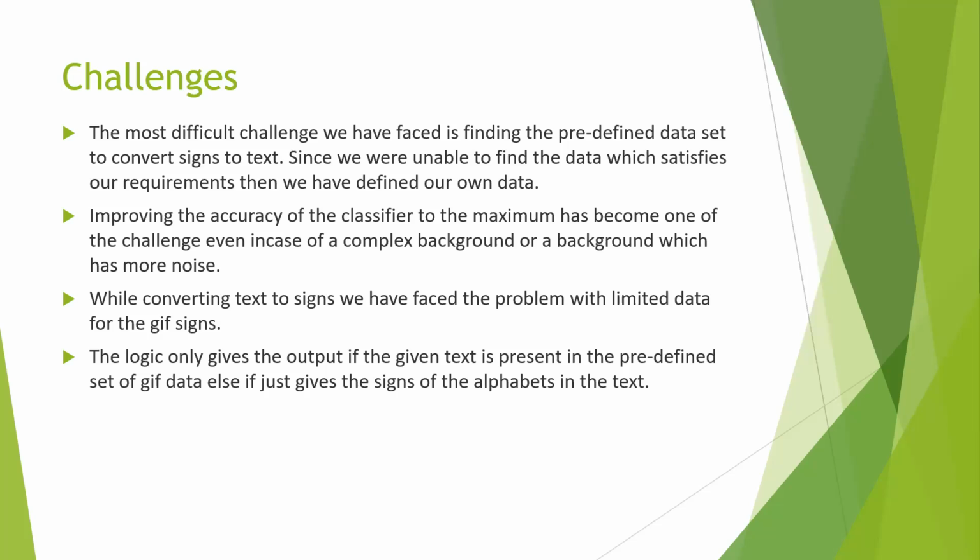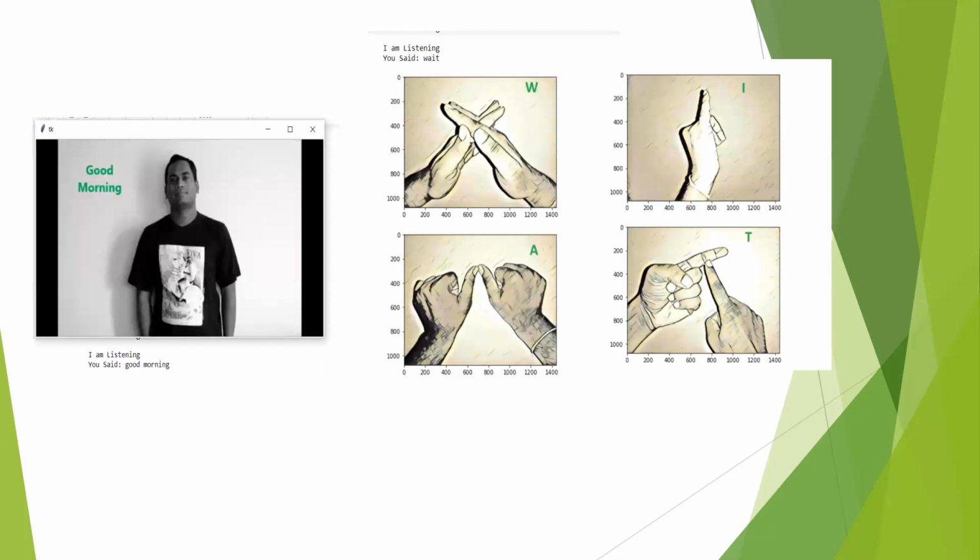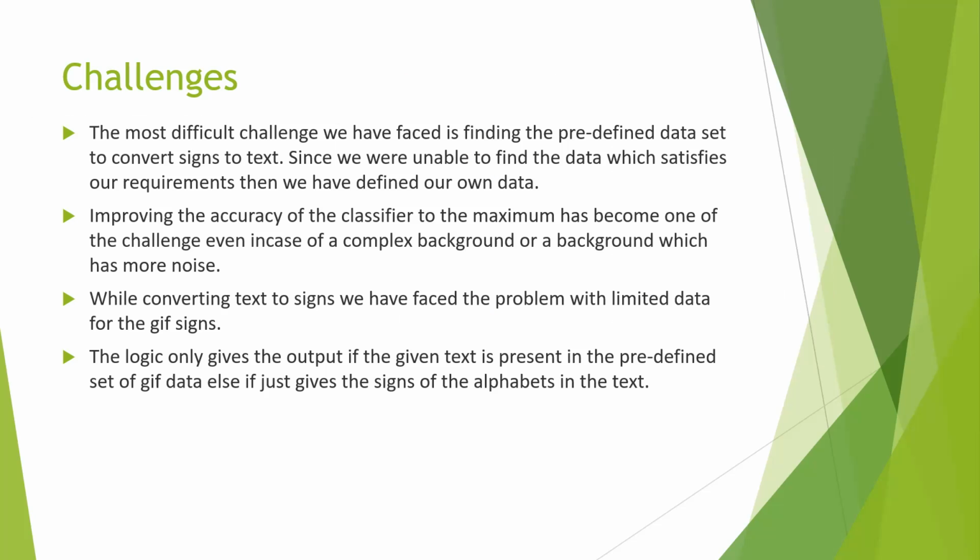We have faced many challenges in this project. Some are that the data sets are not accurate. The data which we wanted to use in this project is not always available. For example, as you can see in the previous output, not all the GIFs are available on the internet. We have to create some GIFs if they are not available. And in the first part, where we give signs as input and it gives text as output, if the background is not clear, it doesn't predict the alphabet correctly.